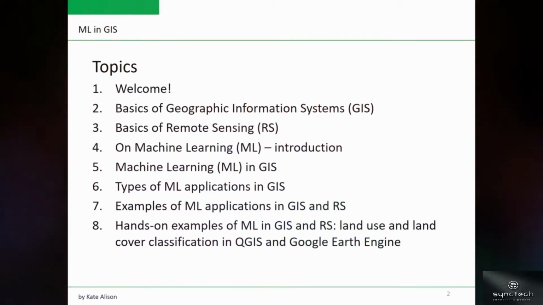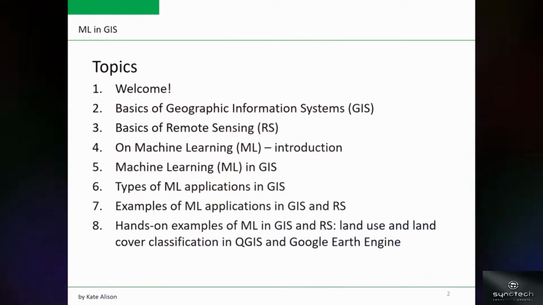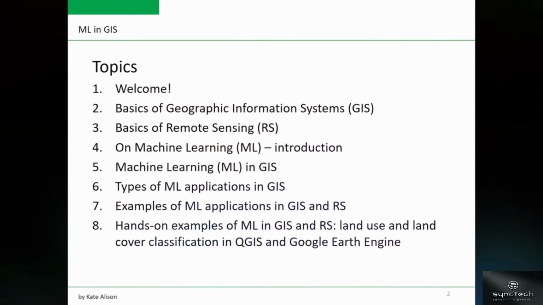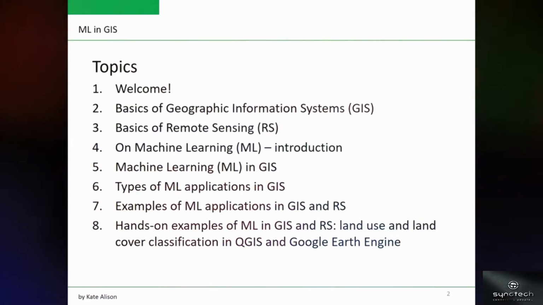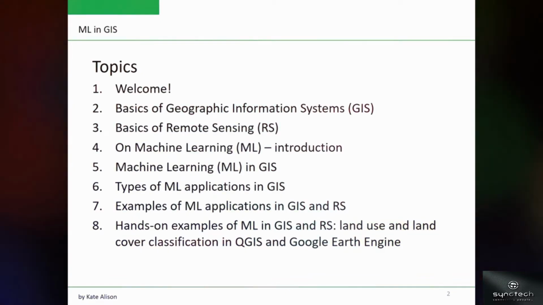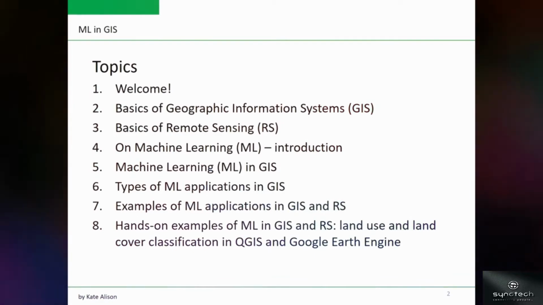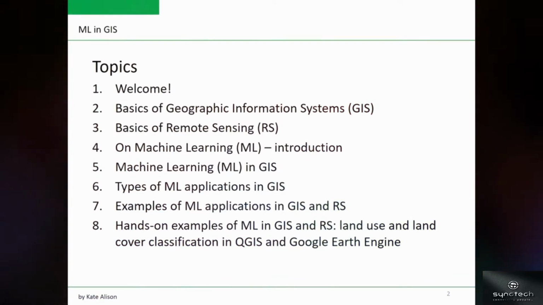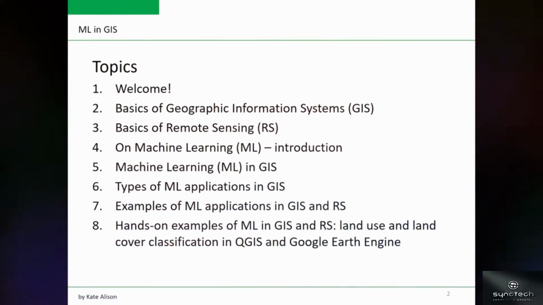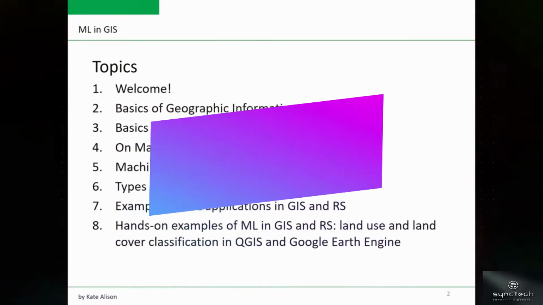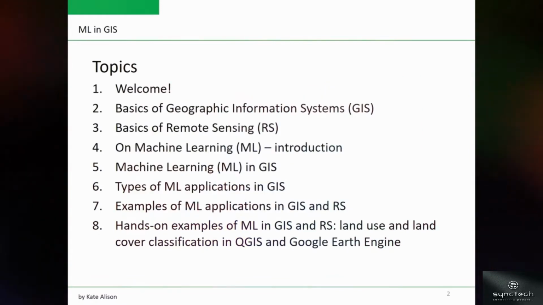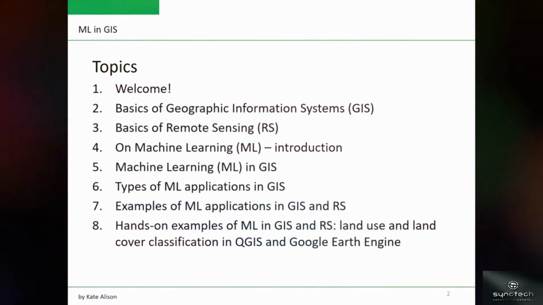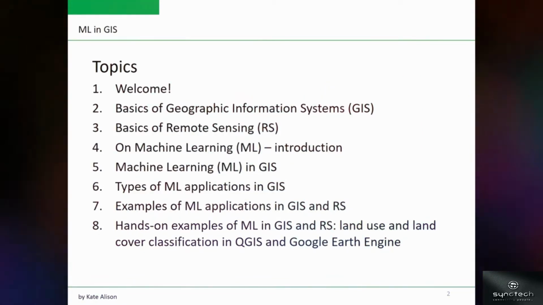Then we will cover topics related to machine learning and artificial intelligence in GIS and remote sensing. After a very short general introduction to machine learning, we will talk in more details about types of machine learning applications in GIS and their applied examples. I will equip you with a list of GIS and remote sensing software packages that you can use to get started with using machine learning for GIS analysis.